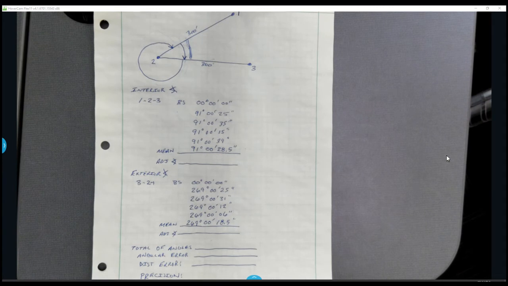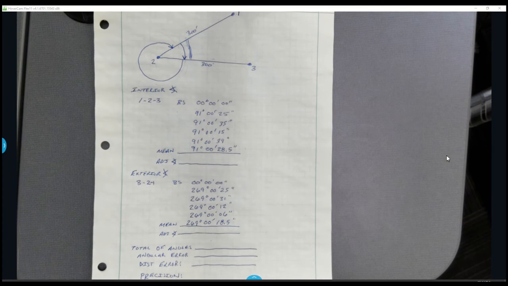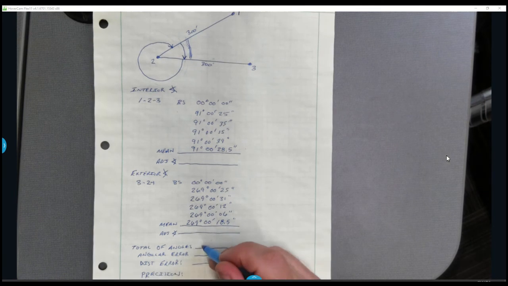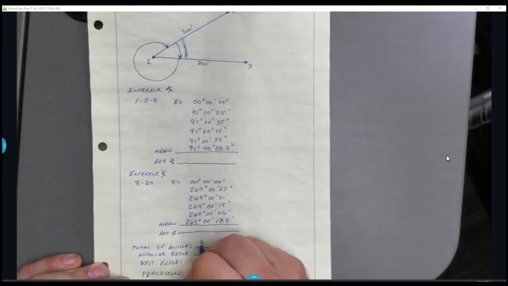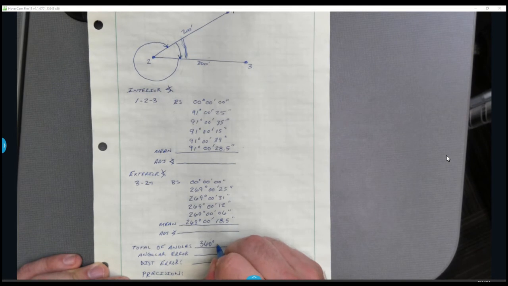The next thing we want to do is total up those mean angles, right? So I want to add our mean angle of 91 degrees, 0 minutes, 28.5 seconds to 269 degrees, 0 minutes, 18.5 seconds. What does that give me if I add those two together? So that's where we're going to fill in this total of the angles. I had 360 degrees, 0 minutes, and 47 seconds.